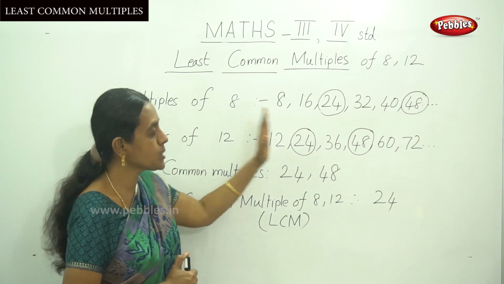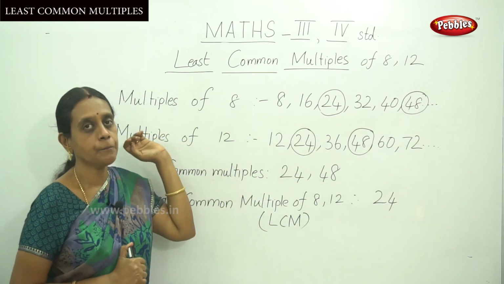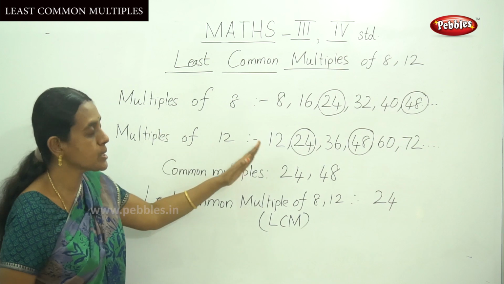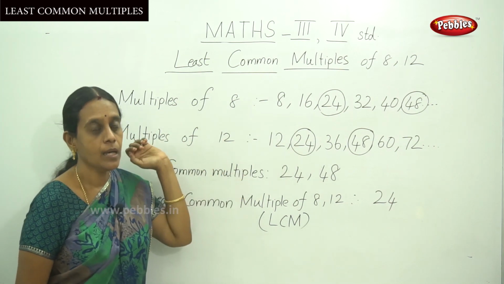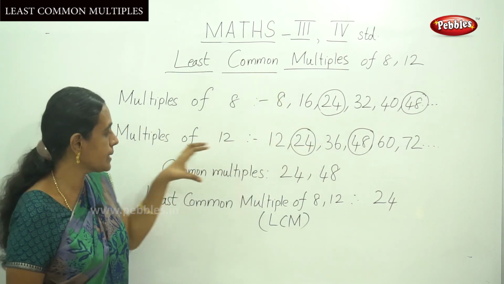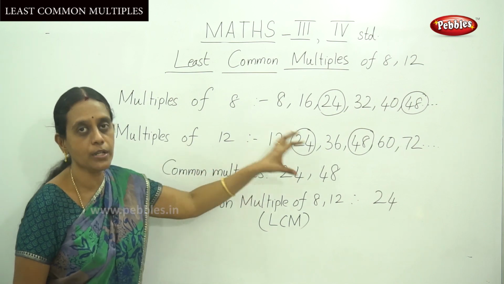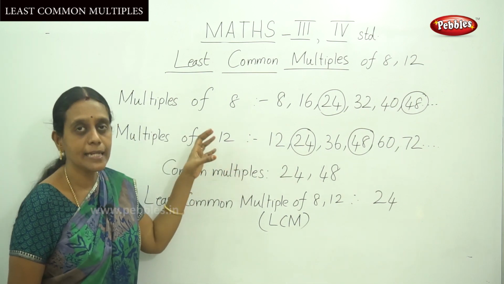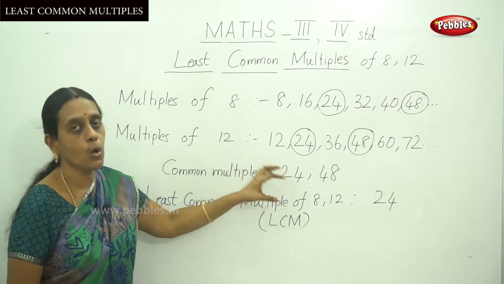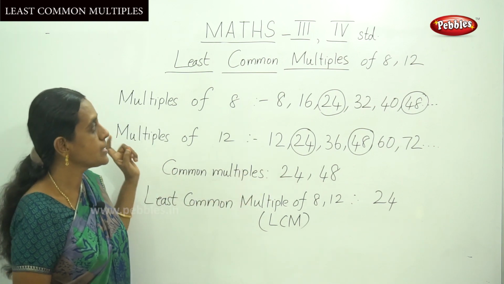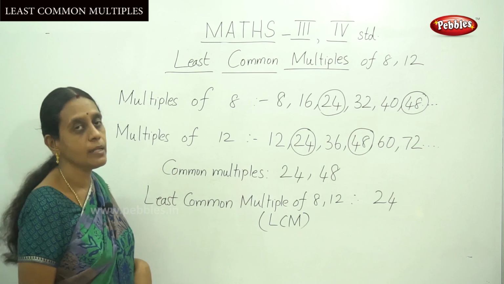So this is the method to find the least common multiple. First write down the multiples of 8 by saying the 8 table, and again write the multiples of 12 by saying the 12 table, and find out the common multiples. Write down the common multiples, that is 24 and 48, and take out the least common multiple, that means the smallest one. Thus we have found the least common multiple.